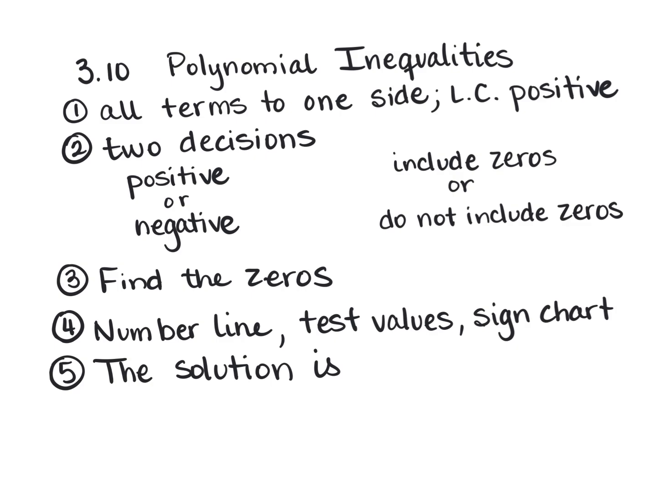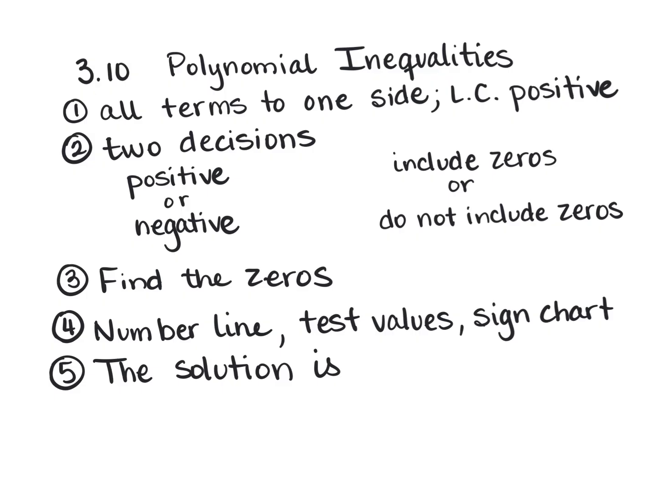As we start into section 3.10, we're going to be talking about polynomial inequalities. What this deals with is where the function is above the x-axis, where it is at, touching, or crossing the x-axis, and then where it is below the x-axis. So you have 5 different rules that you need to follow.